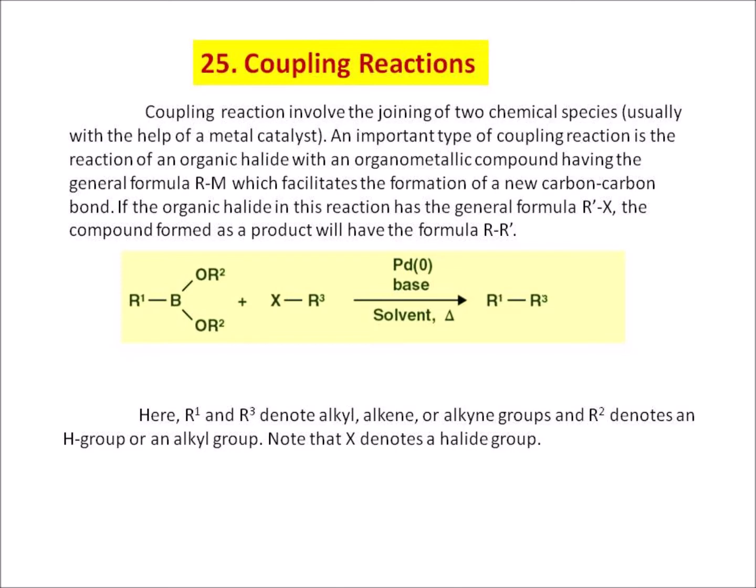If the organic halide in this reaction has the general formula R-X, the compound formed as a product will have the formula R-R. The illustration is given in presence of palladium and base. In this equation, R1 and R3 denote alkyl, alkene or alkyne group, and R2 denotes an H group or an alkyl group. Note that X denotes a halide group.